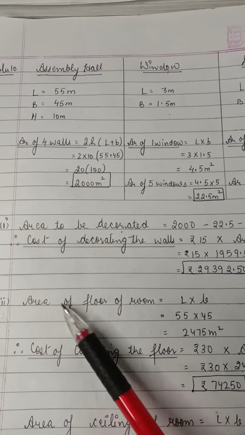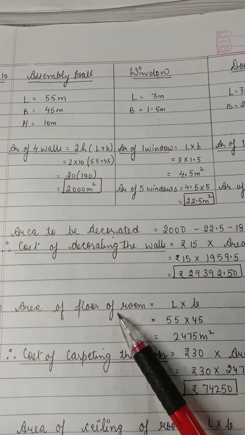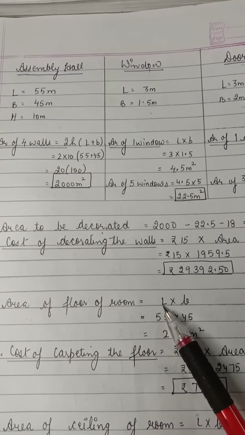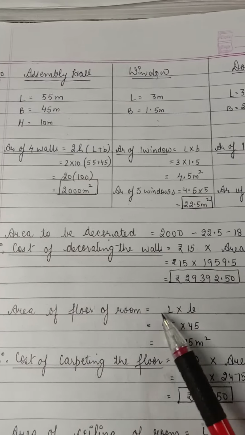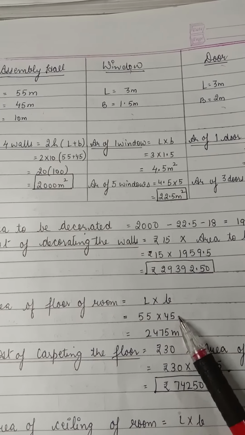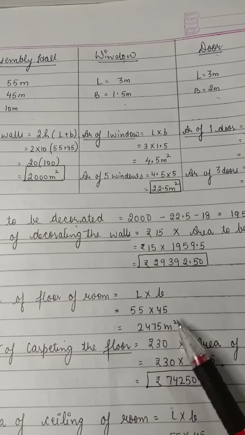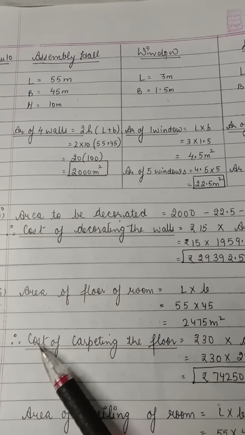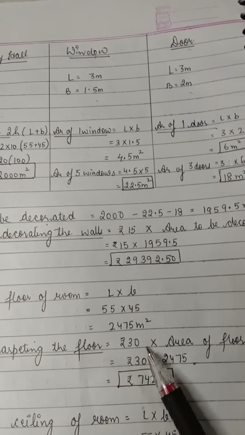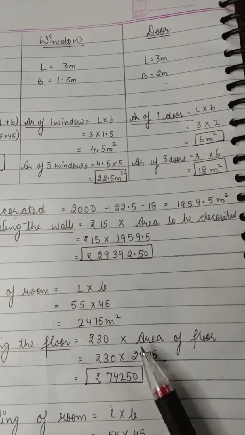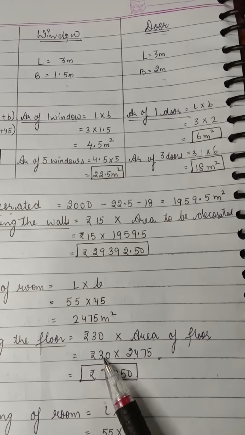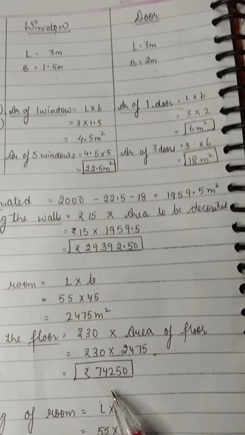Second part, you have to carpet the floor. So first find out the area of the floor, because we have to carpet the floor of the room. So room length into breadth, because the formula of area is length into breadth. Multiplying length and breadth, we get 2475 meter square. And then the cost of carpeting the floor is the cost that is given to you multiplied by the area of the floor, that is rupees 30 into 2475, which is rupees 74250.